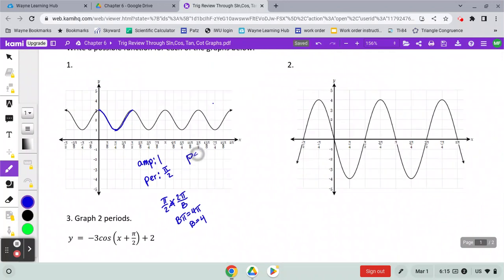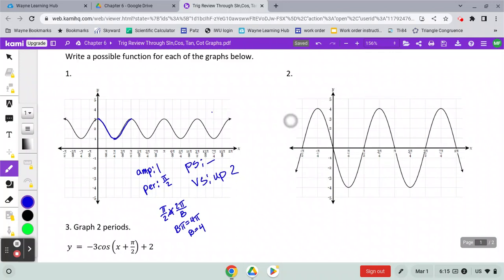Let's finish up. Is there a phase shift? No, we're not going to have one. The vertical shift is up 2. So we said it's going to be cosine. Let's write this: y equals cosine. We said the b value was 4, so 4x, no phase shift, and don't forget plus 2. Remember, at the front there's a 1 because the amplitude was 1.